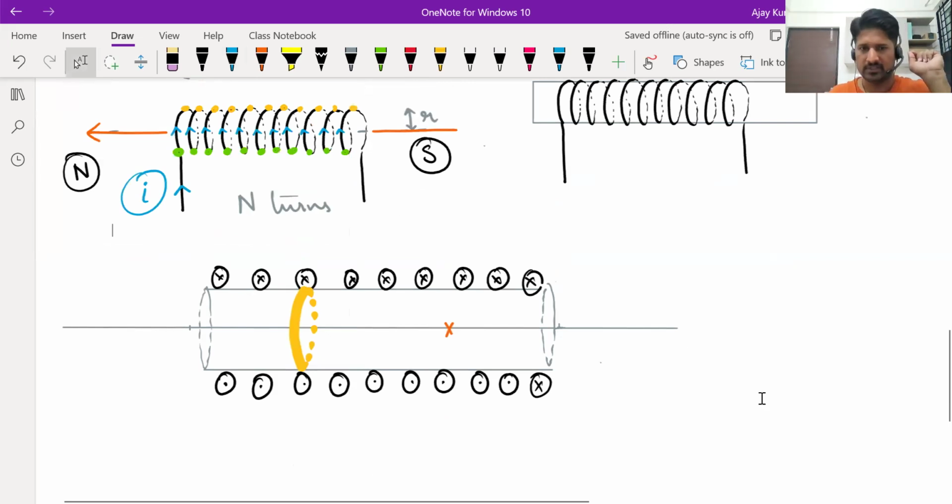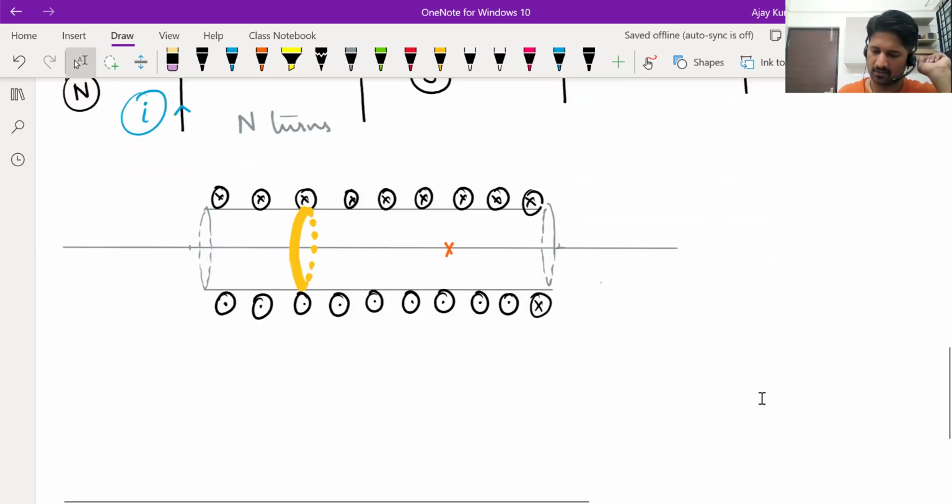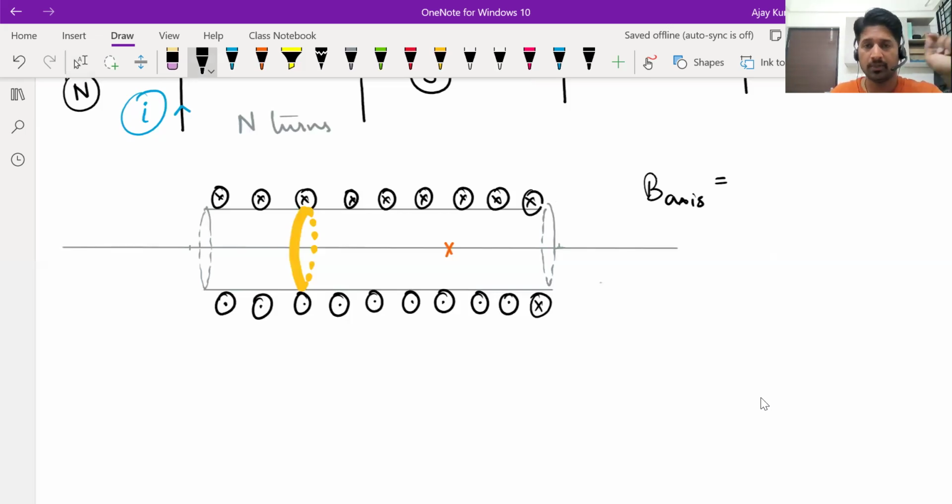Imagine the process: you'll have to write the field produced by this loop, then integrate it. Visualize those steps a little bit. If you think a little ahead, tell me, what is the formula for the field on the axis of a circular loop, without approximation, meaning without taking x much greater than r? What is the actual formula? mu naught I R square by 2 into (R square plus x square) whole power 3 by 2.